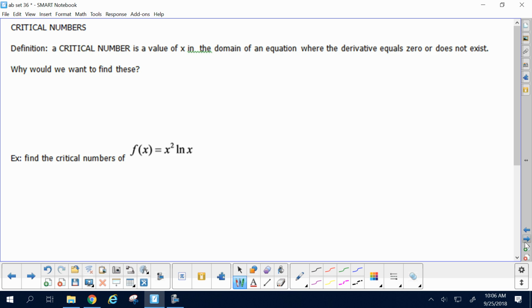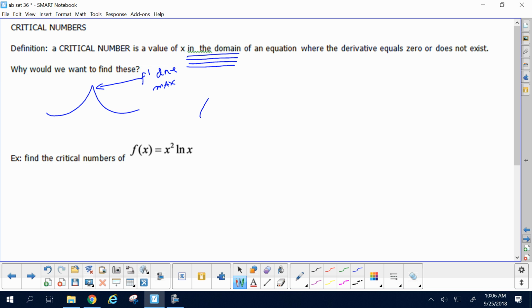All right, critical numbers are huge, and this is actually the meat of set 36, but it'll just take a second. A critical number is a value of x in the domain, would you underline in the domain, of an equation where the derivative equals 0 or does not exist. Why would we want to find these? Well, imagine a derivative doesn't exist. One reason would be a sharp turn, right? In this case, f prime does not exist, and we have a max there.